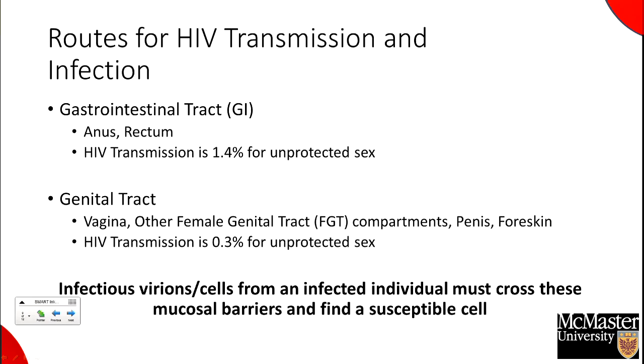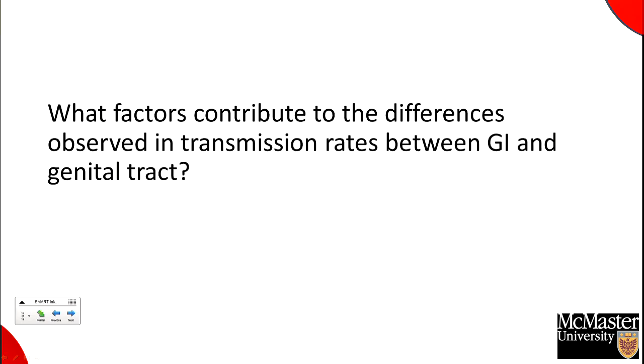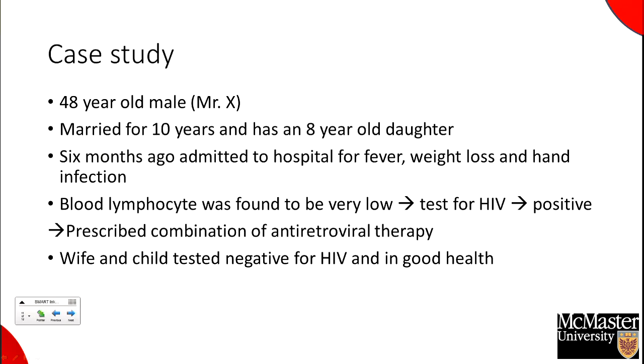And this could be explained by the immunological principles behind it. So the question here is, what contributes to the differences in the transmission rates that you see between the GI tract and the genital tract?